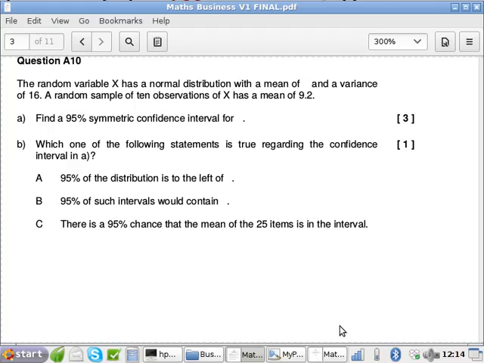Now, number 10 is confidence interval. So you and you and you, we did confidence intervals yesterday. The only word which you maybe don't know is, you see here, it uses this word called variance. Variance of 16.